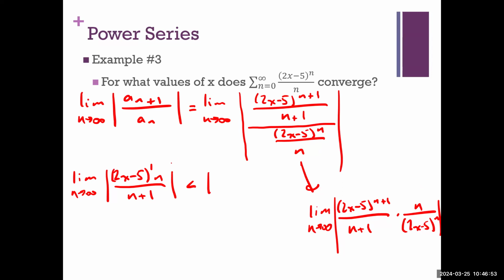Can we evaluate this limit? It goes to 1, right? So I end up getting this: the absolute value of 2x minus 5 is less than 1. And I solve for x now, because basically I want a range of values for x.